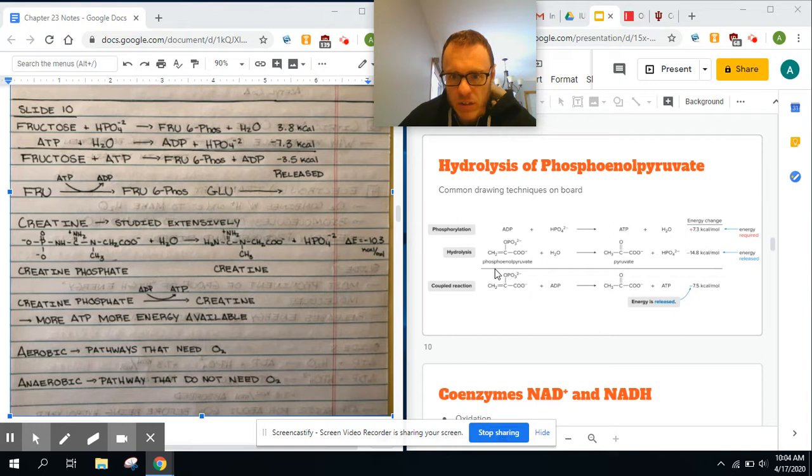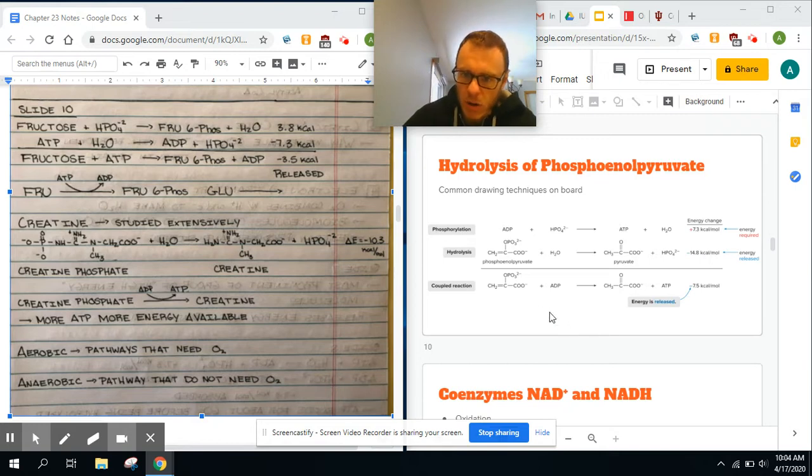However, the hydrolysis of this phosphoenolpyruvate with water gives us pyruvate, which is very important, and the compound that's required up here, and that releases quite a bit of energy. All right, that releases 14.8 kilocalories.